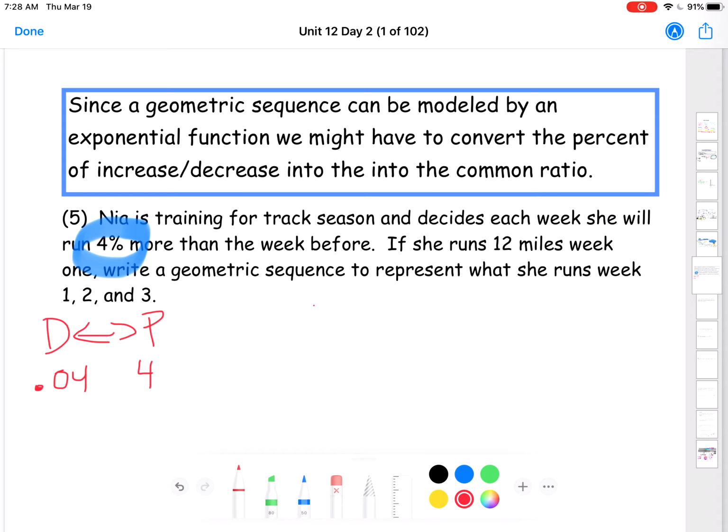If I read this question, it says that Naya is training for track season and decides that she will run 4% more. So this is an increase. If you multiply a number by 0.04, it's going to become smaller. So remember what we would do in the exponential unit? In the bubble, remember it was either 1 plus r or 1 minus r? So I'm going to do 1 plus the rate. So my common ratio is going to be 1.04.